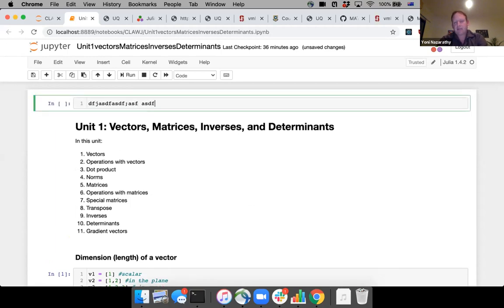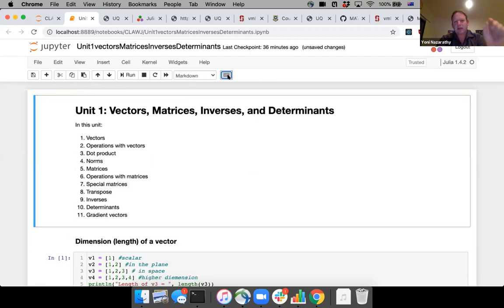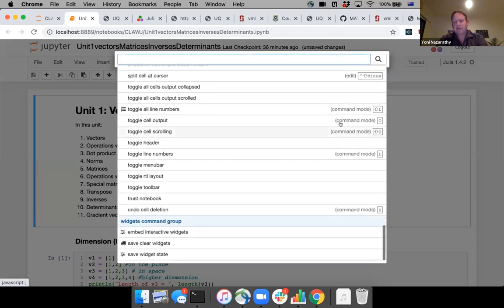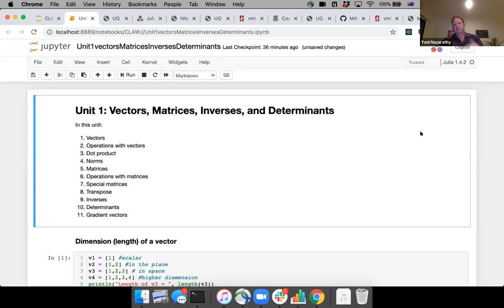So now I'm in edit mode. Escape, I'm in command mode. Same type of thing. If you want to see all the commands, you can click here and you get a list of the commands. Basically I just use A for cell above, B for cell below, X for delete, M for changing a cell to markdown. Now what's this markdown? Who here has heard of Markdown? Well, the difference between hearing about Markdown and knowing Markdown is very small. Who has heard slash knows Markdown?